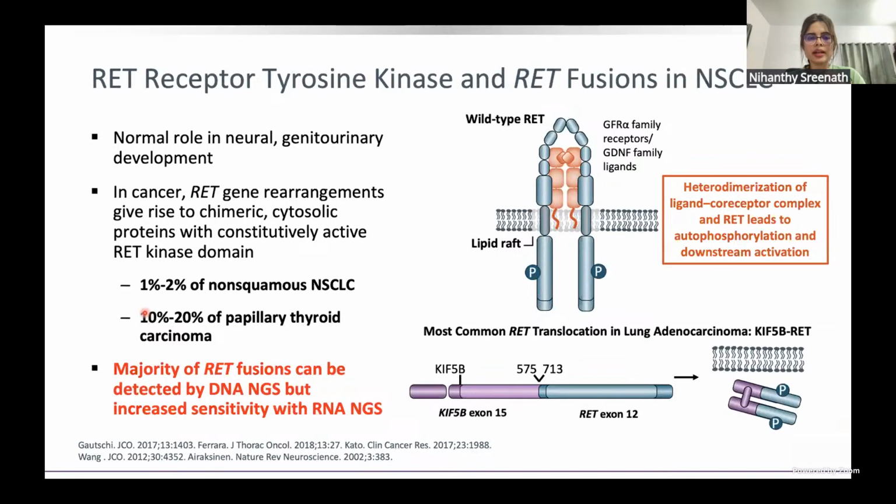So coming to the next, the RET receptor tyrosine kinase. RET is again a fusion protein, where the wild type RET gets into fusion changes. It has been seen in 1 to 2% of non-squamous cancers and in 10 to 20%, most commonly, in papillary thyroid carcinomas. Detection is mainly by the NGS platform with DNA, and for more specificity, with RNA platforms.